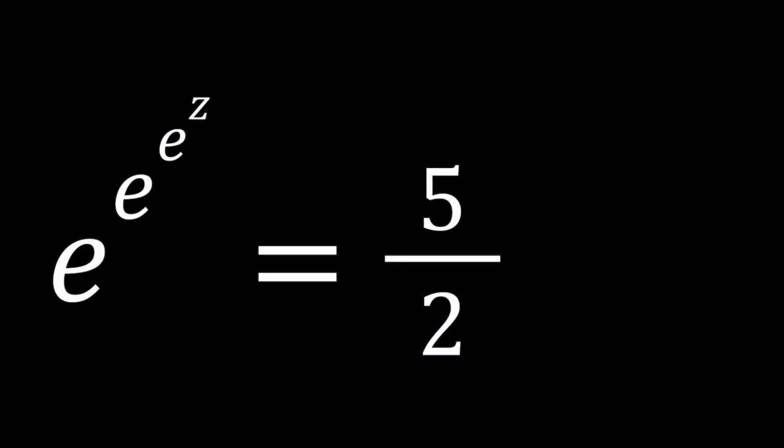This channel is all about complex numbers, and in this video we're going to be solving a very nice, very exponential equation. I call this a very exponential because of the presence of three e's. So we have e to the power e to the power e to the power z equals 5/2. Well, isn't this like a standard type of equation?